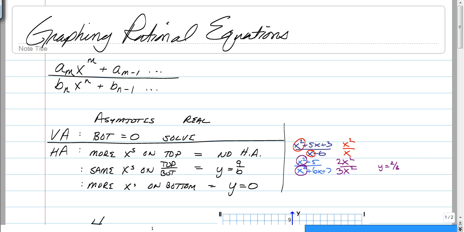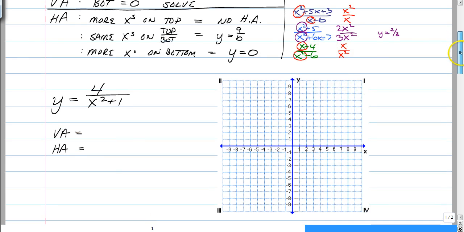The last one would be if you have more x's in the denominator. So that could be x plus 4 over x squared minus 6. Again, this goes back to the fact that you have an x on top and an x squared on the bottom. So since there's more x's on the bottom, then your horizontal asymptote would just be y equals 0 every time. Okay? So let's take these in another direction.